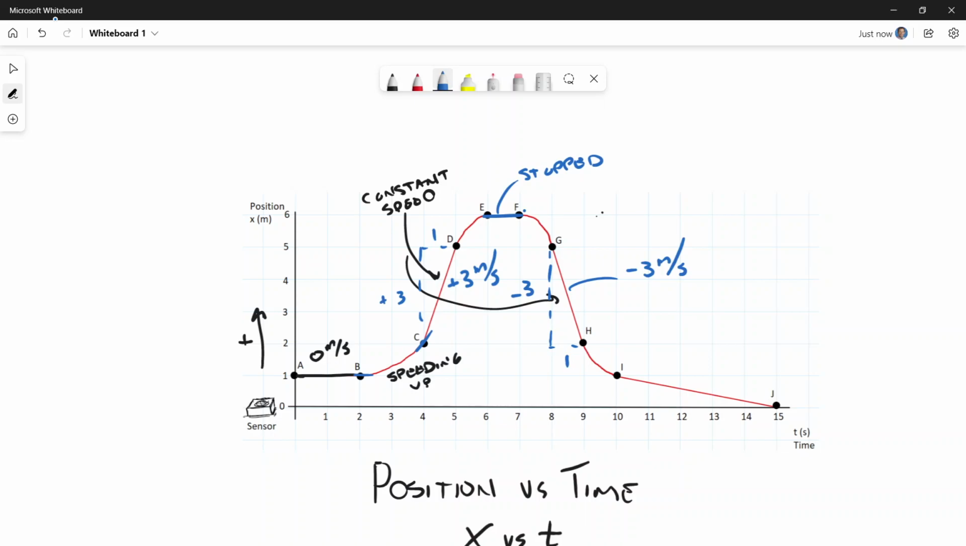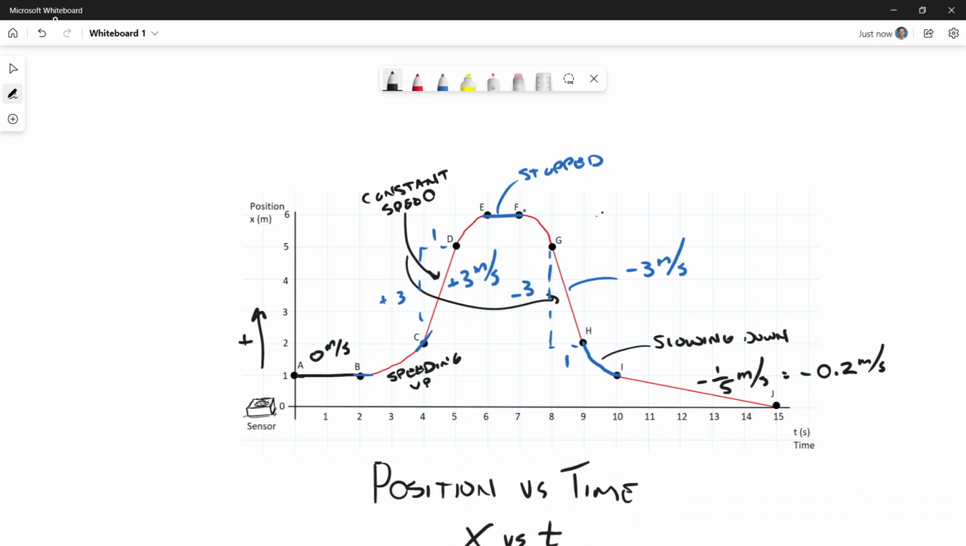And from H to I, our slope becomes shallower, and so we would be slowing down. And lastly, we move at constant speed from I to J, right? And it has a velocity. We would go down 1 over 5. This would have a velocity of -1/5 meters per second, which we would typically write as 0.2 meters per second, negative, right?